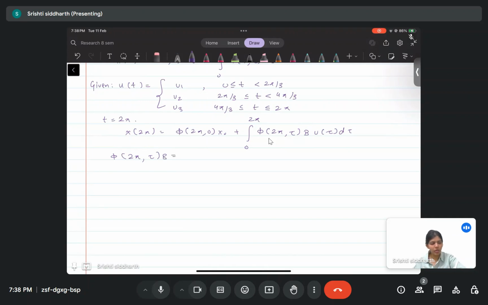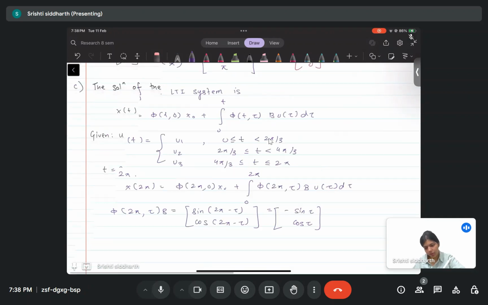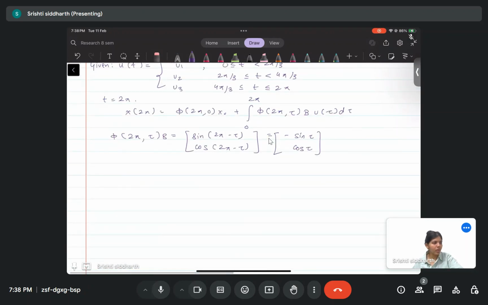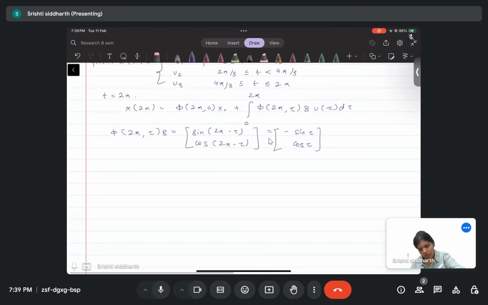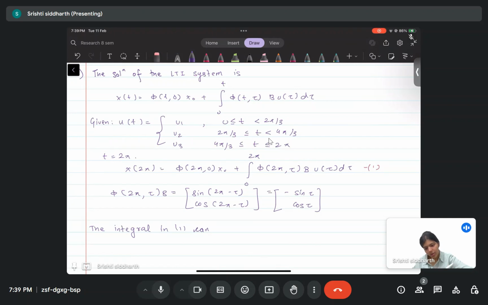So I'm going to write this expression directly. This is sine 2 pi minus tau, cos 2 pi minus tau, and this is minus sine tau cos tau. Yeah, I think that was the problem when you were verifying the answer. Alright. So it's just as 1. Integral in 1 can be computed. So notice that we have a piecewise continuous input, constant input. So the integral from 0 to 2 pi can be broken down in 3 intervals. So that's what we're going to do now.